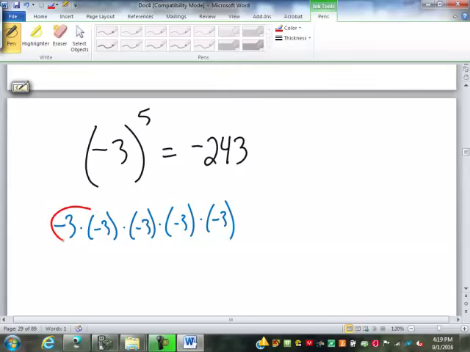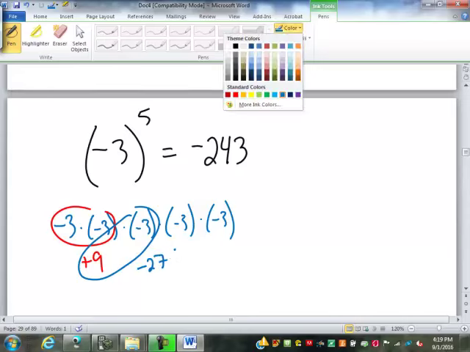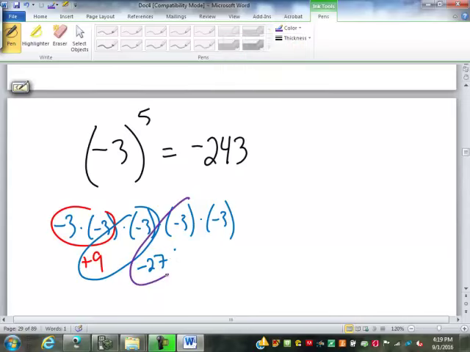So this negative 3 times negative 3 would be a positive 9. Then times the next negative 3, 9 times negative 3 is a negative 27. Negative 27 times negative 3, negative times negative is a positive, 27 times 3 is 81. And now it's 81 times a negative 3. Positive times a negative is a negative. 81 times 3 is 243.